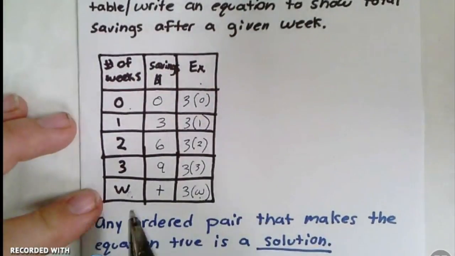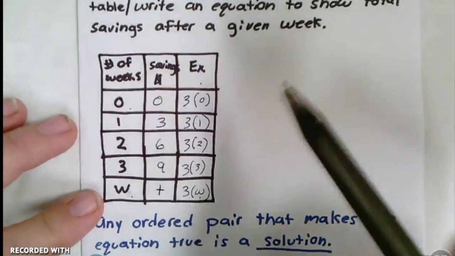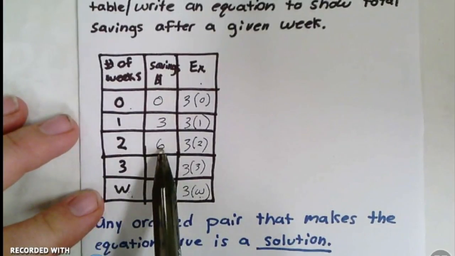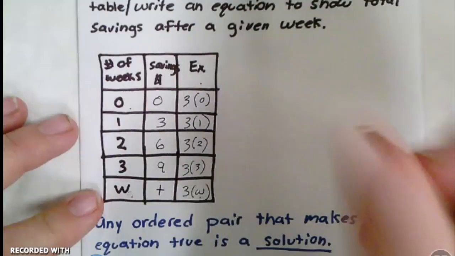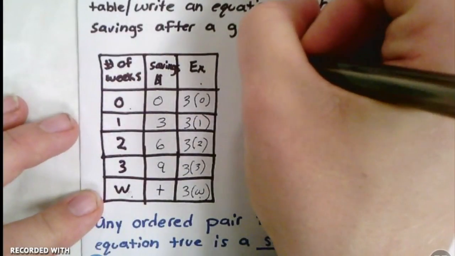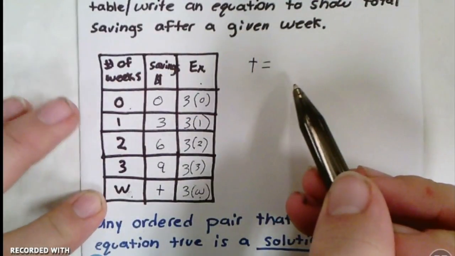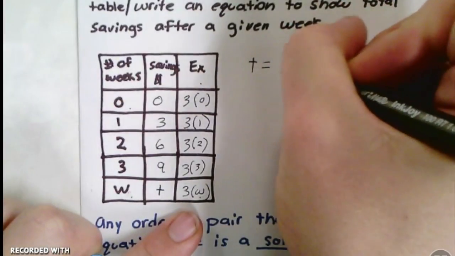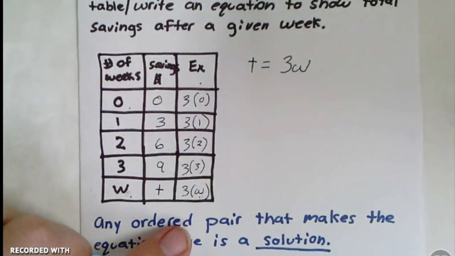Now I can take this information and write it as an equation. I'm going to be looking for what relationship this column has to this column. This is showing how they're connected. So my equation would be T, the total savings, equals the number of weeks times 3. So T equals 3W. That's my equation right there.